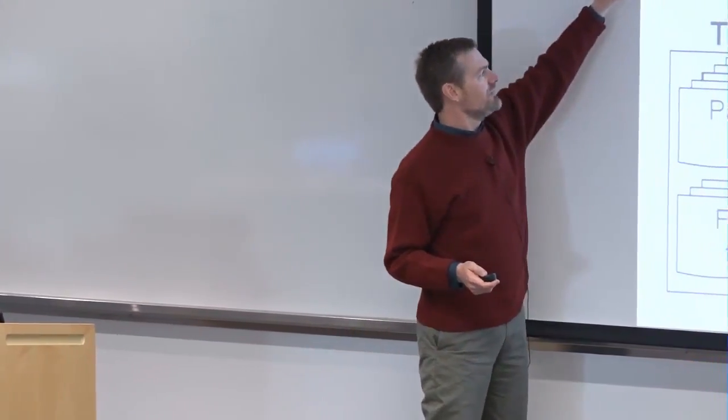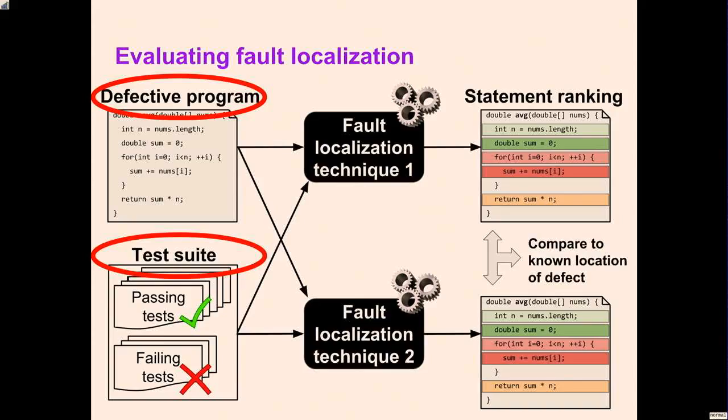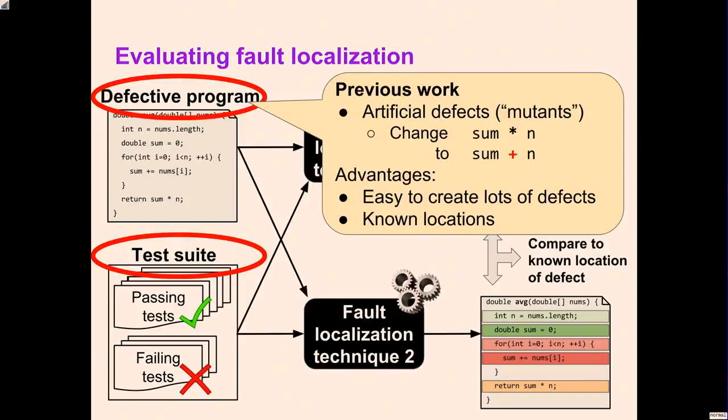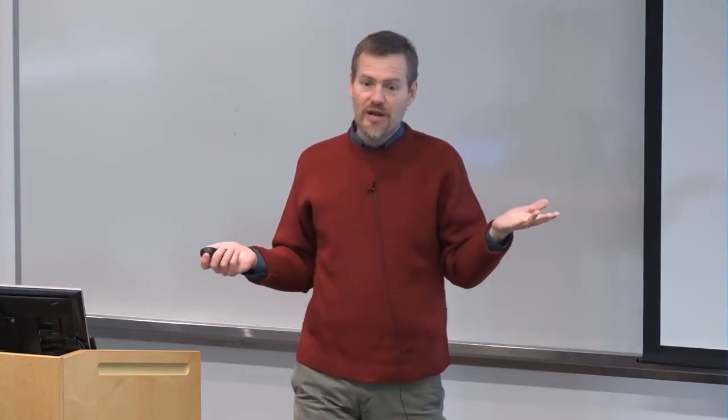So there are two inputs to fault localization, the defective program and the test suite. That means when we evaluate fault localization, we're going to have to provide it with defective programs and test suites in order to figure out whether it's doing a good job or not. So where do you get these things? Well, a common approach in previous work was to use artificial defects called mutants. The idea is you take a correct program and then you make a bunch of little changes, like you might change sum times n into sum plus n, on the theory that this makes the program wrong.